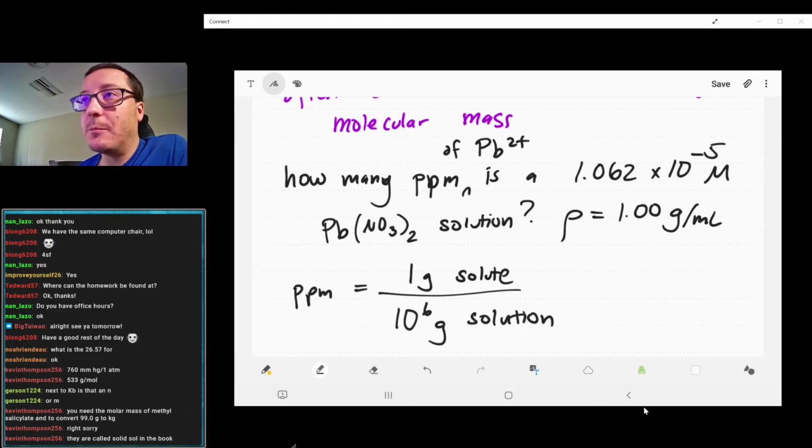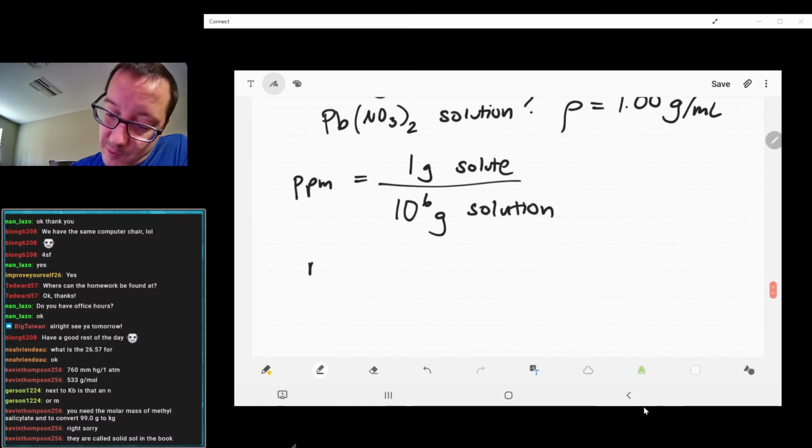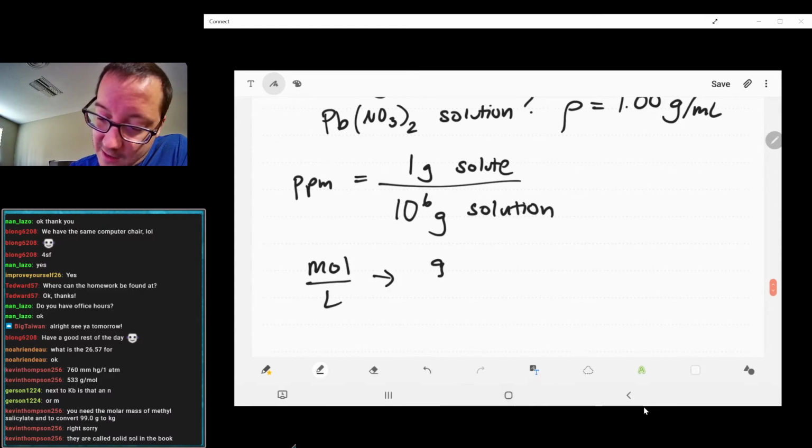So we're basically going to want to figure out how we can convert our solute into grams and our solution into grams as well. It doesn't really matter; we can take any volume we want. We're just doing a unit conversion, essentially going from moles per liter to grams over grams. So it doesn't matter what our volume is. We're just going to be converting directly, using 2 unit conversions or conversion factors.